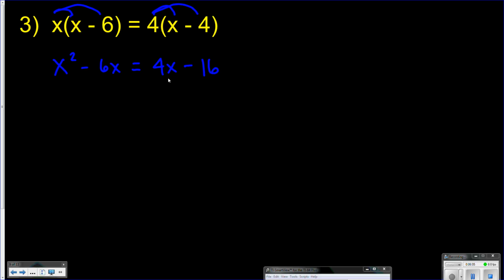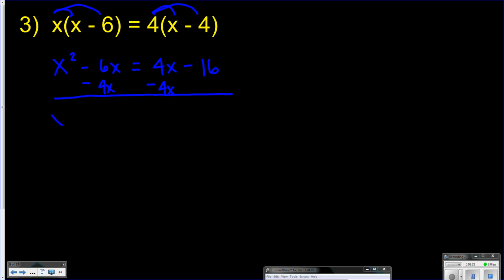You could move these over to this side, but I'd suggest, since you have your x squared over here, that you move all of these terms to the left side. Make the right side equal 0. So I'm going to subtract my 4x here.